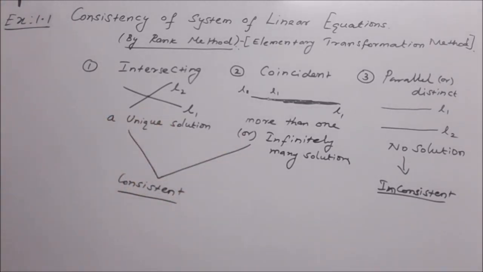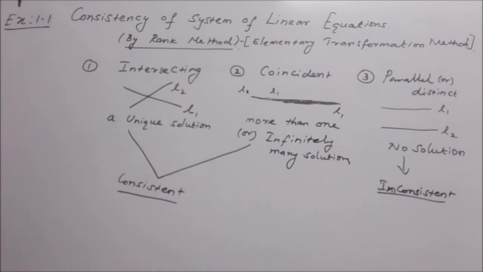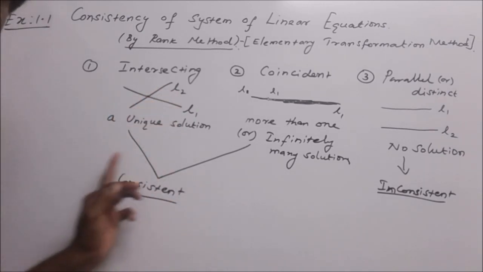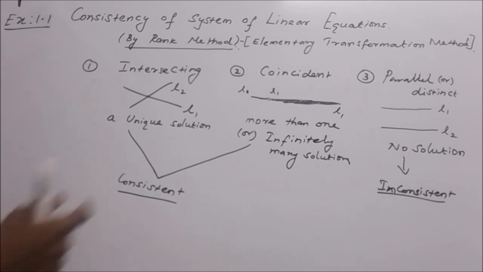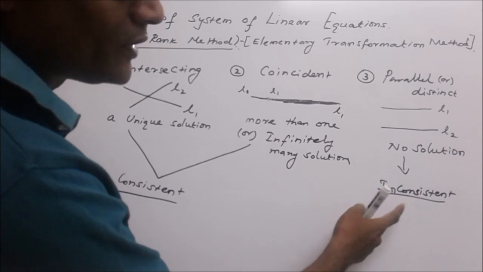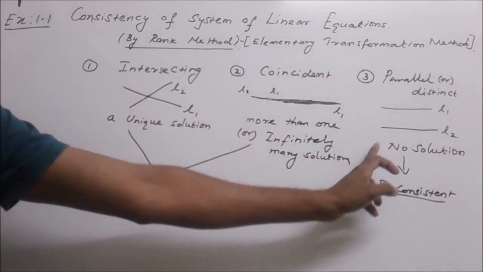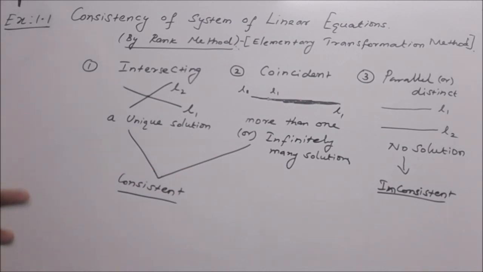It may be a unique solution or infinitely many solutions. If a system of linear equations has a unique solution or infinitely many solutions, that system of equations is known as consistent. If the system of equations has no solution, it is known as inconsistent. This is a very basic thing. If a solution exists, the system is consistent. If a solution does not exist, the system is inconsistent.